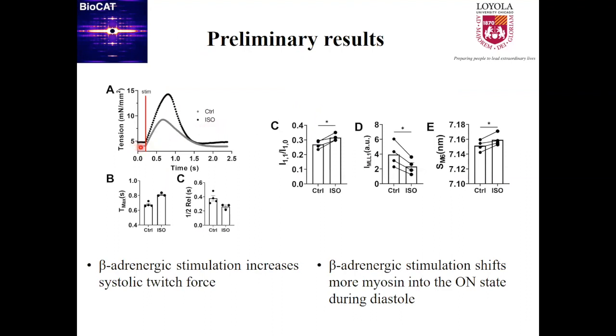Under normal conditions, we have a twitch like this, and when we treat with isoproterenol, the contractility increases, the Tmax increases, and the relaxation rate also decreases. I just did some preliminary data. The reason I'm confident to show that data is because it's very clean. You see with isoproterenol, the intensity ratio increases, the layer line intensity decreases, which means the head moves away from the backbone toward the actin, and at the same time there's a loss of helical ordering. M6 also increases.